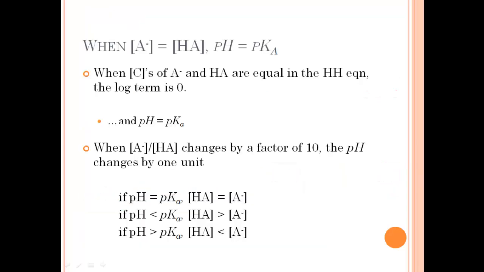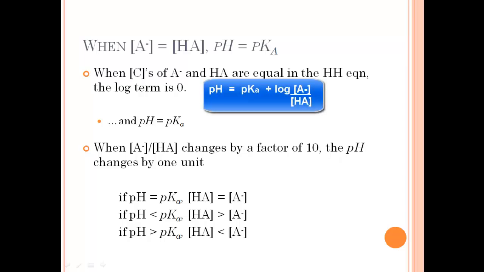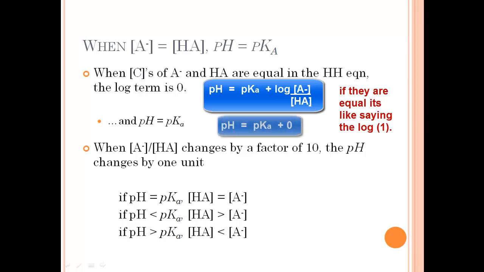When the concentrations of your weak base and your weak acid are equal in that HH equation, that log term is 0, because remember, log of 1 is equal to 0. So when the concentrations of the weak acid and the weak base are equal, that means the pH is going to equal the pKa. Keep that in mind when you look at problems.